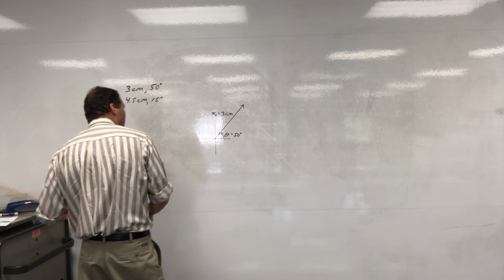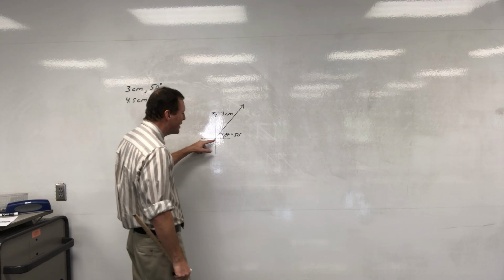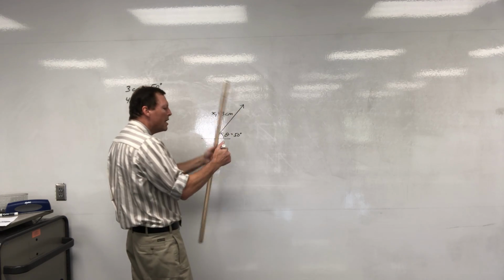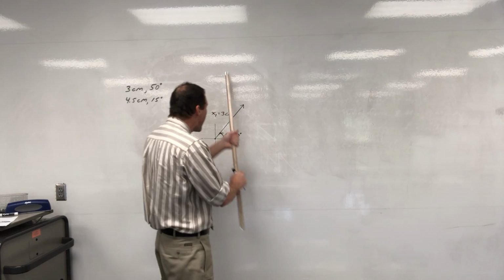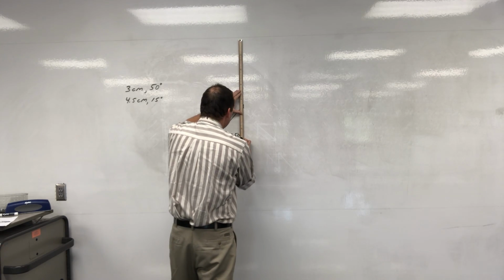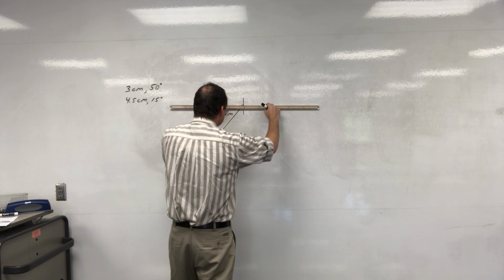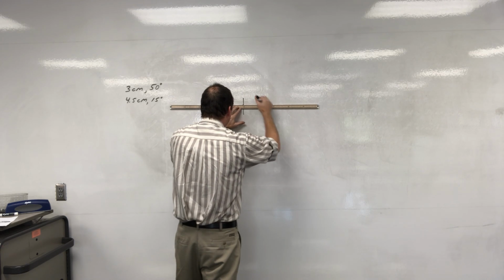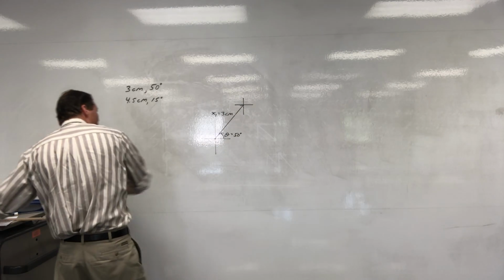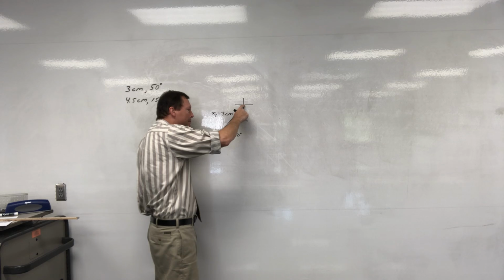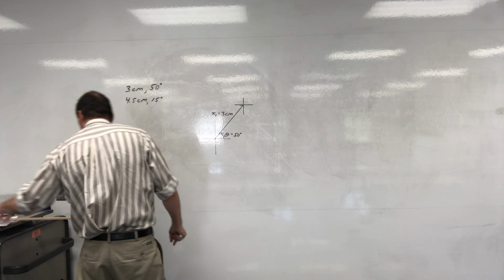Now what I'm going to do is at the tip of this arrow, not here at the origin, but at the tip of that arrow, I'm going to draw another X and Y axis. And I'm not going to make it too big. So there we go. Now this is where I'm going to start my next vector, 4.5 centimeters at 15 degrees.